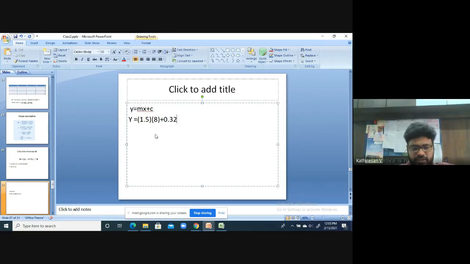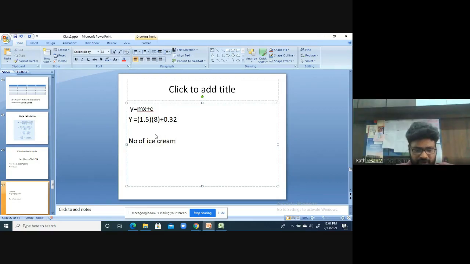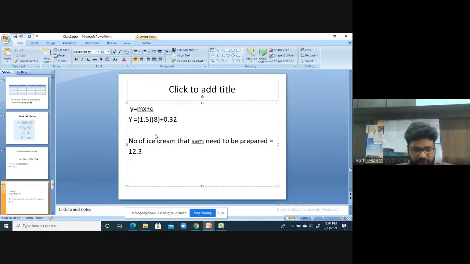Yes, good. So the number of ice creams, sir, 12.32. The number of ice creams that Sam needs to be prepared is 12.32. So approximately 12 ice creams. 12 or 13. Yes, sir. Okay, 12 or 13, you need to be ready.